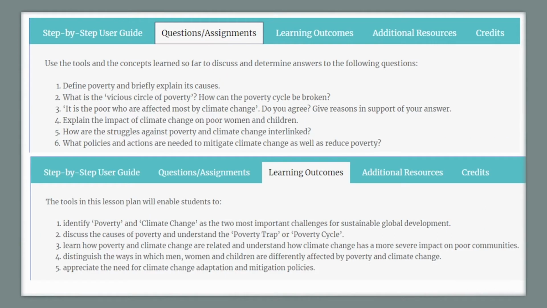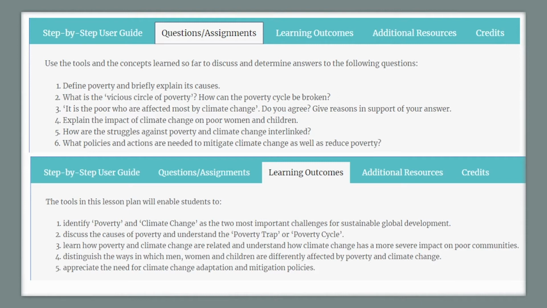Questions you can ask your students with this lesson plan. Define poverty. What is the vicious circle of poverty? It is the poor who are affected most by climate change. Do you agree? Explain the impact of climate change on poor women and children. How are the struggles against poverty and climate change interlinked? What policies are needed to mitigate climate change as well as reduce poverty?